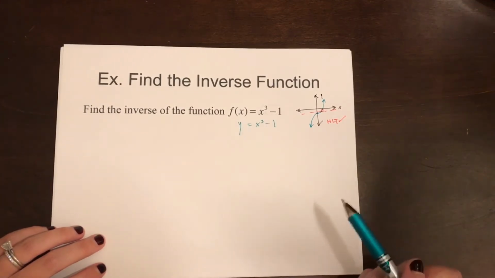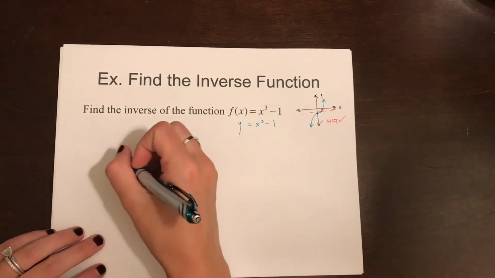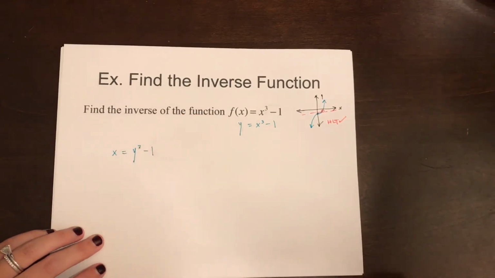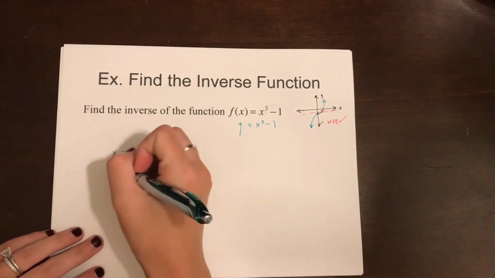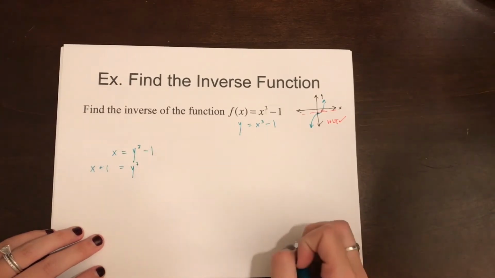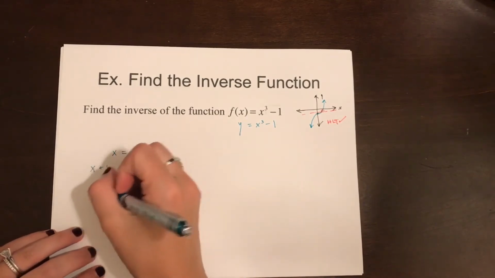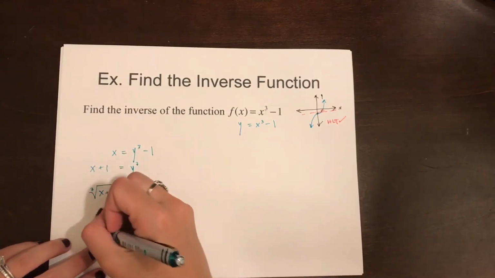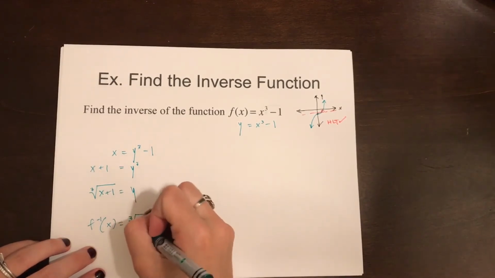Now that I know it's a one-to-one function, I'm going to switch the x and the y value. Do that over here. So I'll have x is equal to y cubed minus 1. And I want to solve for y now. So if I add 1 to each side of the equation, I'll have x plus 1 equals y cubed. And now to isolate y, I can take the cube root of each side of the equation. Okay, so f inverse is going to be the cube root of x plus 1.